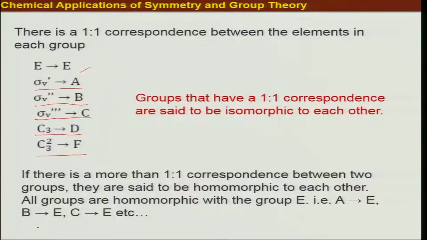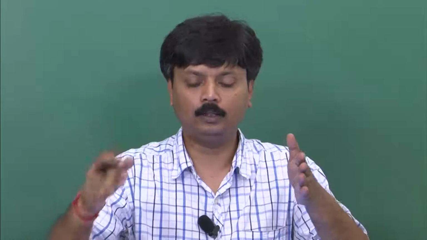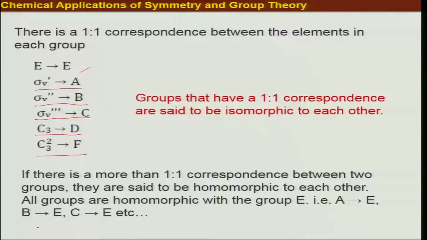We figured out that when we compared both these group multiplication tables, all the elements in the multiplication table have a one-to-one correspondence. That means the elements of the group, E, A, B, C, D, F, and our C3v point group elements all had one-to-one correspondence, and we also looked at the actual correspondence, which one is which.